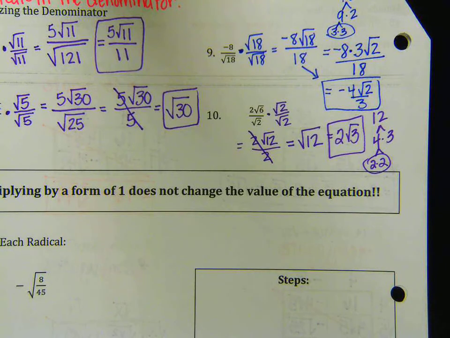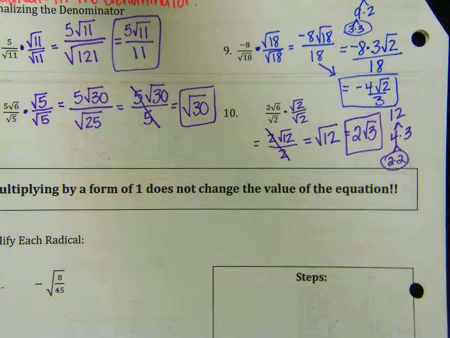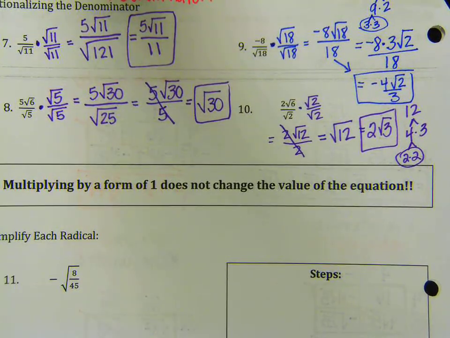So most of you got the square root of 12. You just had to take it one step further to simplify it as far as you can go. You wouldn't get full credit.